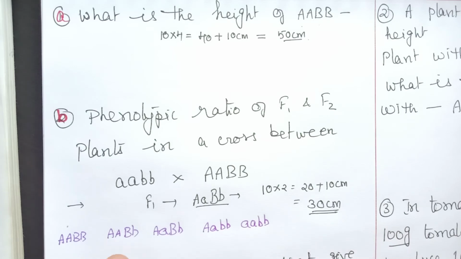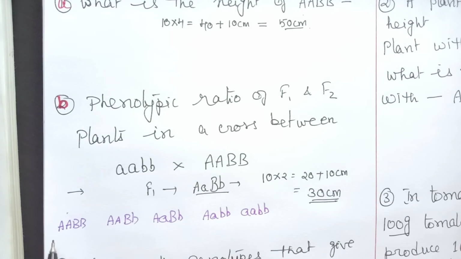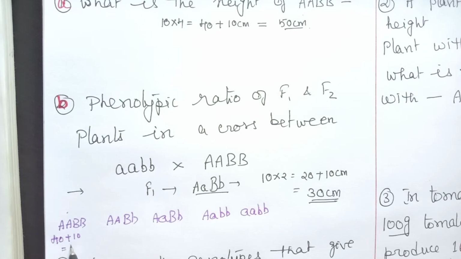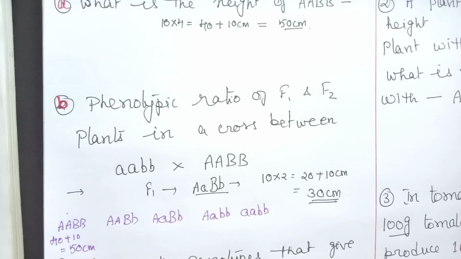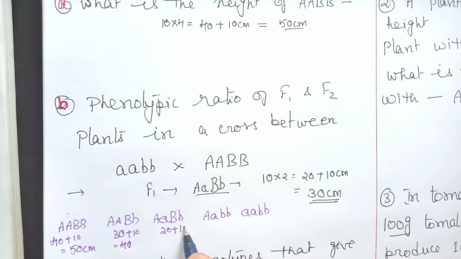So here we are gradually decreasing the number of dominant alleles present. So accordingly, here all 4 alleles are dominant, each one contributing 10, so 40, plus we have to add base. So here 40 plus 10, we are going to take it as 50 centimeters. Here we are going to take 3 dominant alleles, so 30 plus 10. So here we will take it as 40 centimeters. Here 20 plus 10, so here we will take it as 30 centimeters.